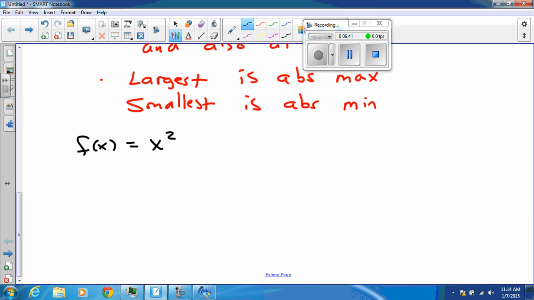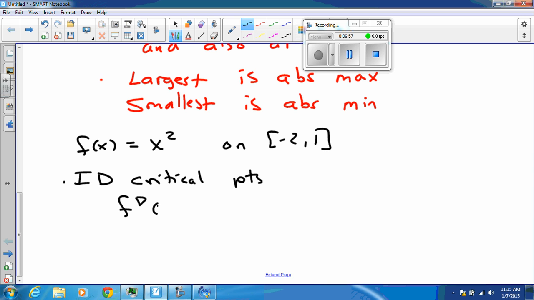Recall that our function was f of x equals x squared on the closed interval -2 to 1. And we're trying to find the absolute extrema. So now we're going to first identify the critical points by setting f prime equal to 0. And when we set f prime equal to 0, to nobody's great surprise, what solution does this equation have? x equals 0. And so this is our critical point.